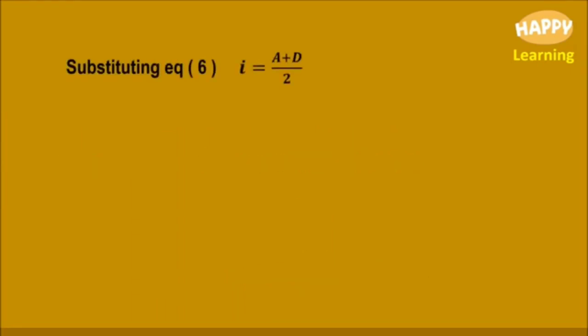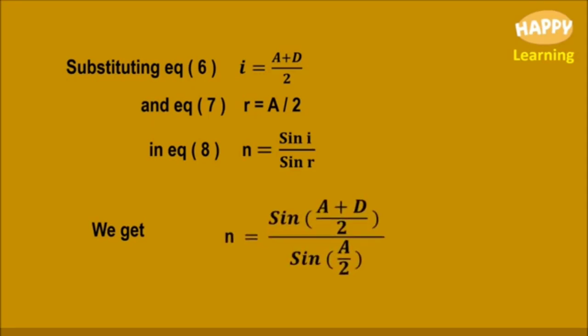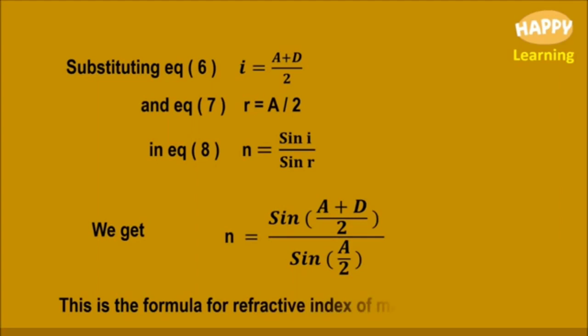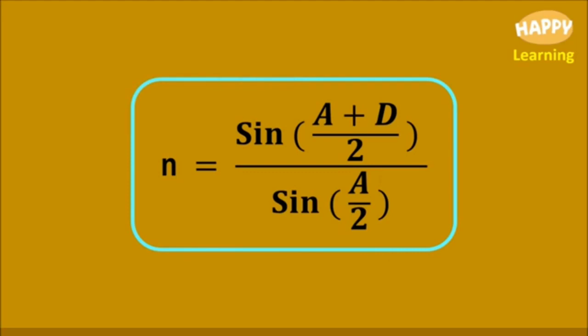Substituting equation 6 given by I equal to A plus D by 2 and equation 7 given by R equal to A by 2, in the equation 8 given by N equal to sin I by sin R, we get N is equal to sin of (A plus D) by 2 divided by sin A by 2. This is the formula for the refractive index of the material of the prism. So finally, N is equal to sin of (A plus D) by 2 divided by sin A by 2.